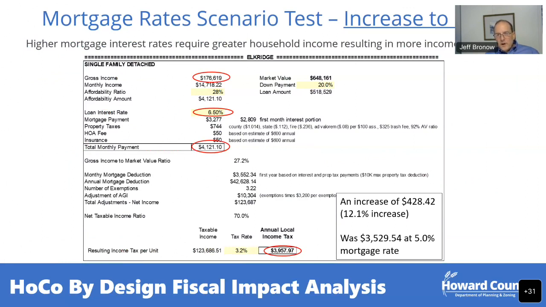So it's an increase of $428 for that house annually to Howard County, because if the loan interest rate is higher, then the monthly mortgage cost is higher, so your income has to be higher. It could be argued that as interest rates go up, home prices go down, but we're not really going to look at that particular aspect. Given the demand for housing in Howard County, I think in general, as interest rates rise, it's going to cost more for somebody to move into a house. I think the pressure on housing prices is such that they're not going to really drop significantly.